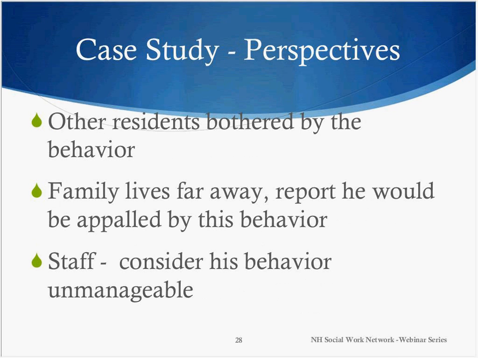From Mr. X's perspective, he does not perceive that there is a problem. He uses his best judgment to determine where the appropriate area to urinate is and does so. Mr. X's family lives far away, but is aware of the progression of his dementia. They state that Mr. X would be appalled by his own behaviors. The nursing staff at the long-term care facility considers Mr. X's behavior to be unmanageable because they are unable to predict when he will urinate in an inappropriate area.